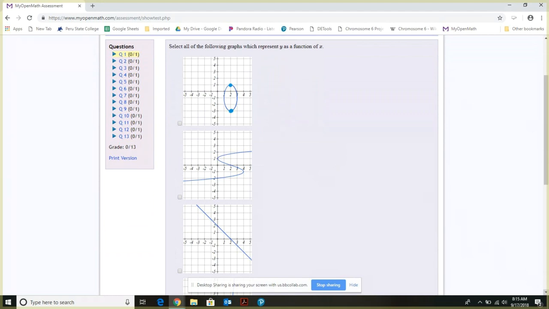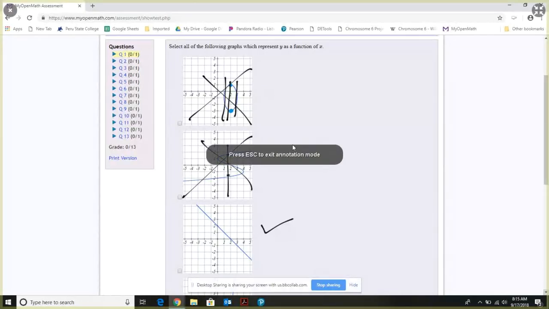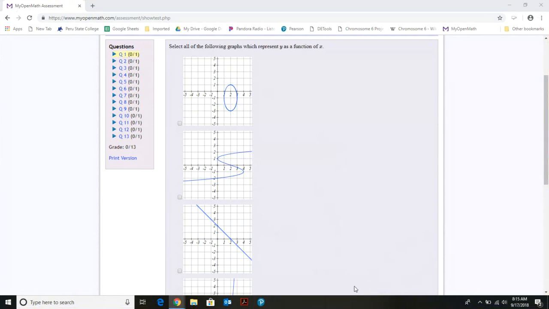This one's bad. A quick way to test that is the vertical line test. If you draw a vertical line and it hits the graph more than once, it's no good. So that one's no good. Look at this one. Oh, that vertical line just hit it 3 times, so that one's no good. That one looks good. That's a straight line, so that is definitely a function. So we're good to go there.